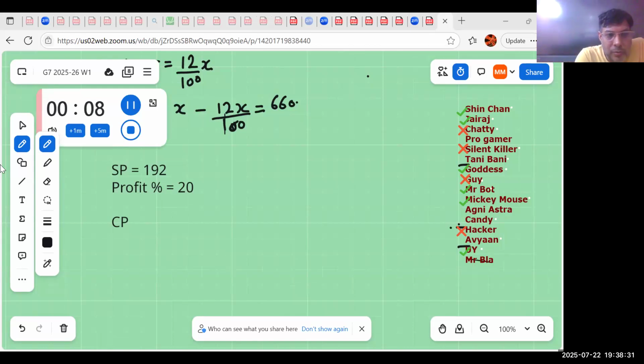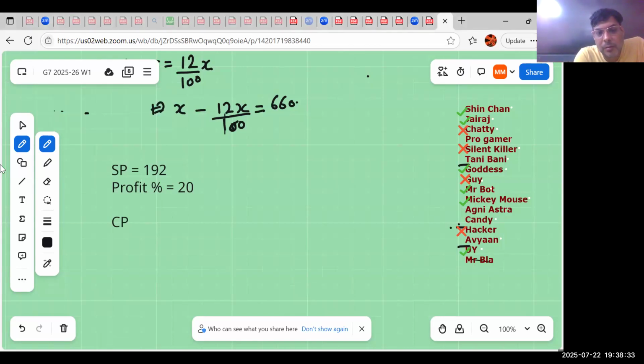So I have good news for you guys. If anyone is not able to understand this concept, they are going to do overtime. So Chatty, Silent Killer, Hacker is not there. शायद अभियान का wrong होगा ये.